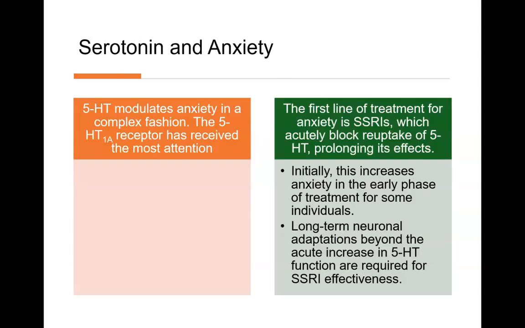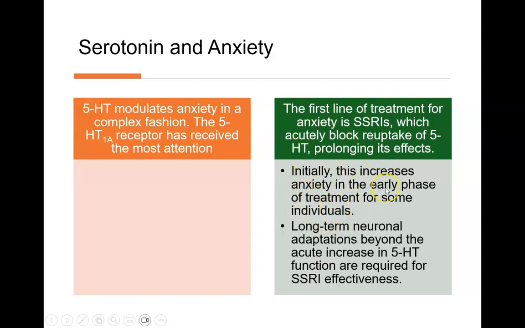Now, what about serotonin? Norepinephrine and GABA make a lot of sense, but it's when we get to serotonin where it gets a bit more complex. So we're not going to talk as much about how it works, but what we do know is that the 1A receptor of serotonin has received the most attention, and that's why one of the first lines of treatment for anxiety is an SSRI, which blocks reuptake of serotonin, prolonging its effects.